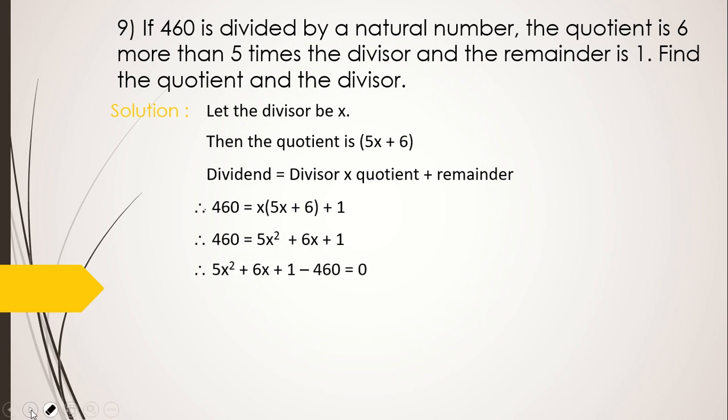Okay, now bring all the terms on one side. Now this is going to become 1 minus 460. So that is 459. Okay, now we cannot divide throughout by 5, otherwise we would have, but they are not divisible. So now what do we have to do?